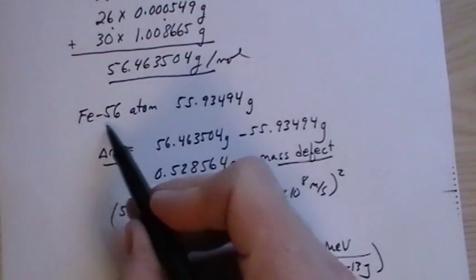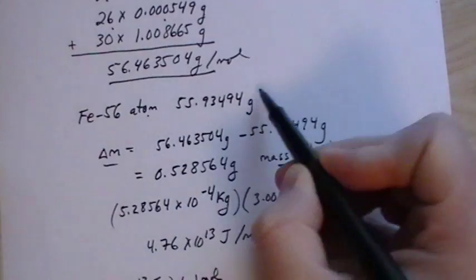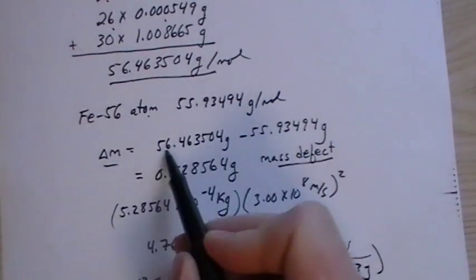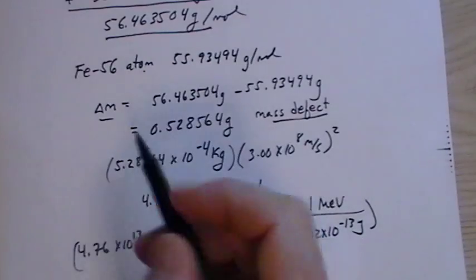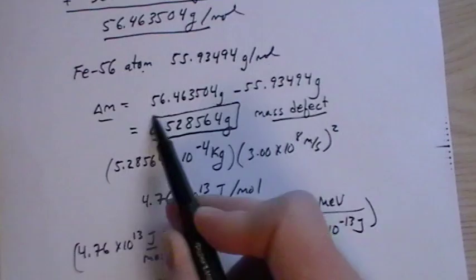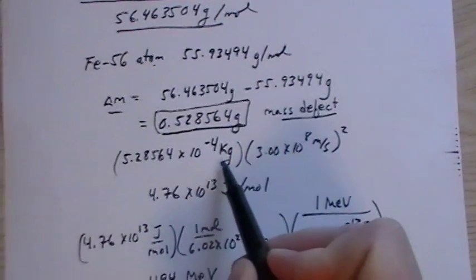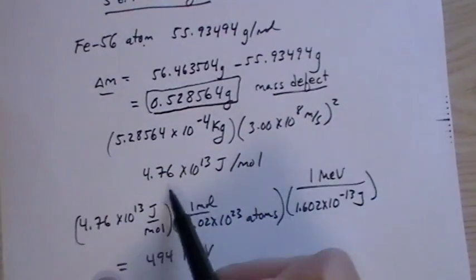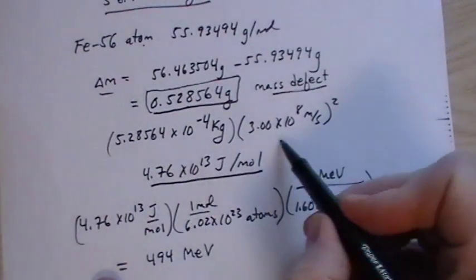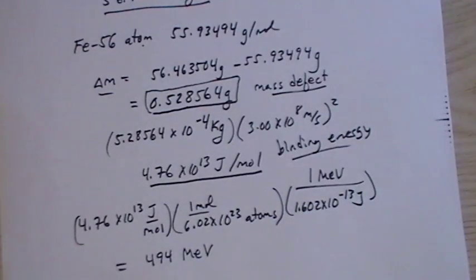Now, the iron 56 atom is 55.93494 AMUs, or this many grams per mole. So for 1 mole of this substance, we subtract the two, and we find that the difference is 0.528564 grams for the mass defect. Convert that to kilograms, multiply by the speed of light squared, and we end up with this, which is the binding energy. That mass that disappeared, or seemed to disappear, was released as energy. That's what's holding the iron atom together.